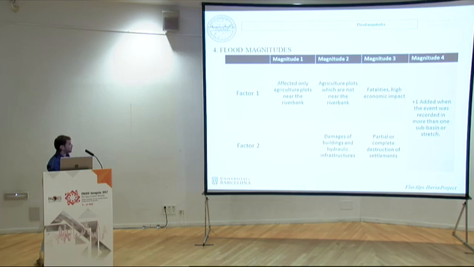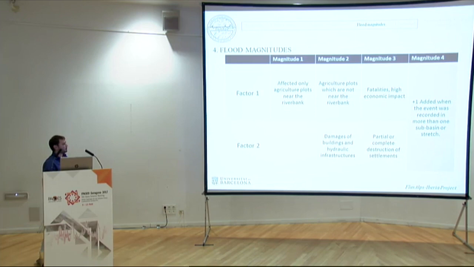So to classify these flood events, we have two factors. Factor number one is the main factor, and factor number two. And according to these factors, we can obtain magnitude 1, 2, and 3. Afterwards I'm going to talk about 4, which is a bit different. Magnitude 1 is for flood events that only affect agricultural plots near the riverbank. Magnitude 2 also affects agricultural plots, but ones which are not near the riverbank. But there is also factor number 2, damage in buildings and hydraulic infrastructure, like water mills. Magnitude 3 caused fatalities, high economic impact, and partial or complete destruction of towns.